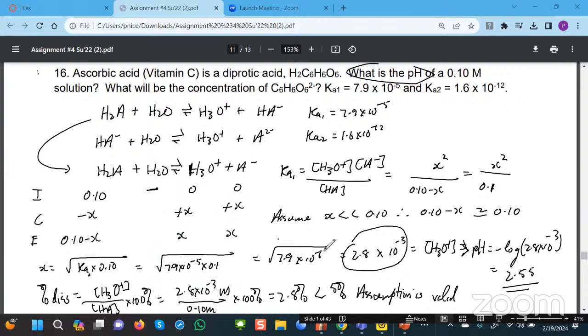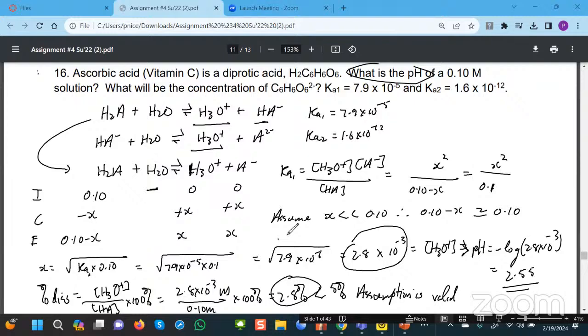Now, let me just say this. You might be wondering, okay, we have calculated the concentration of hydronium ion from the first dissociation. What about the second one, right? Because the HA minus here will react with the water to form more hydronium ion. And the answer to that is that, yes, that will happen, but the concentration of hydronium ion produced as a result of the second dissociation would be very, very small. So much so that you can ignore it. And the reason I'm confident in saying that is because we calculated that the percent dissociation for the first dissociation is less than 5%.